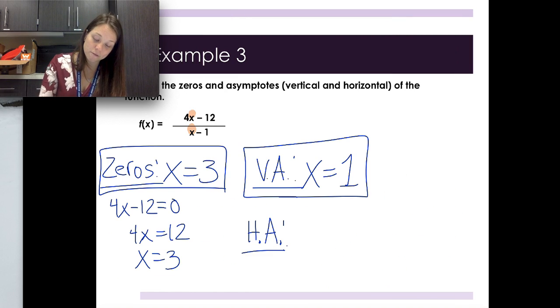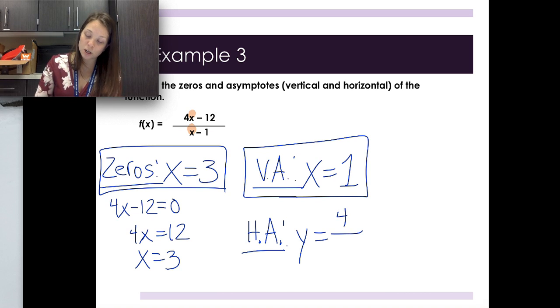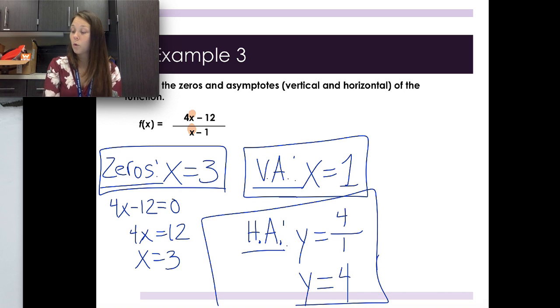My leading coefficient of the top of this fraction is 4. My leading coefficient of the bottom of the fraction is 1. So I'm going to end up with the equation y equals 4 over 1, or you could say y equals 4. And that's going to be your horizontal asymptote.